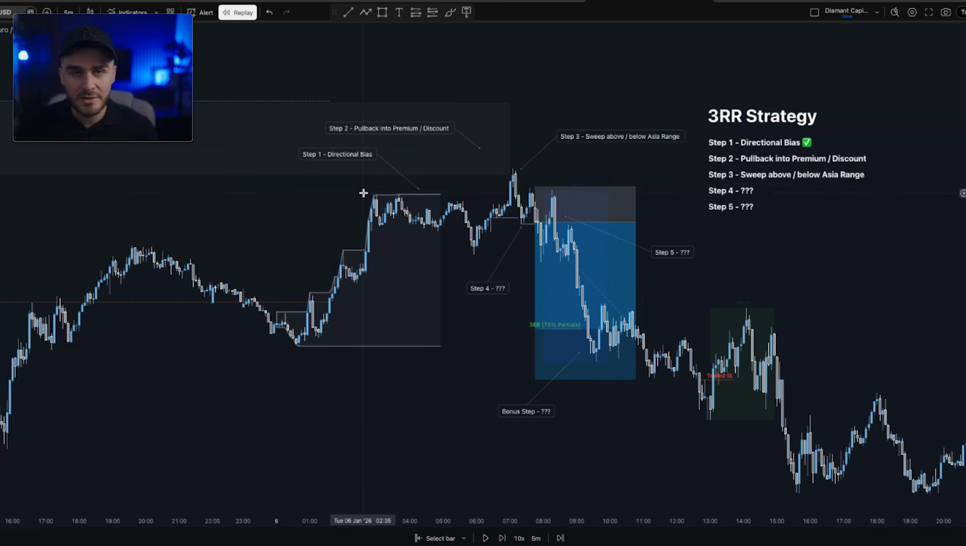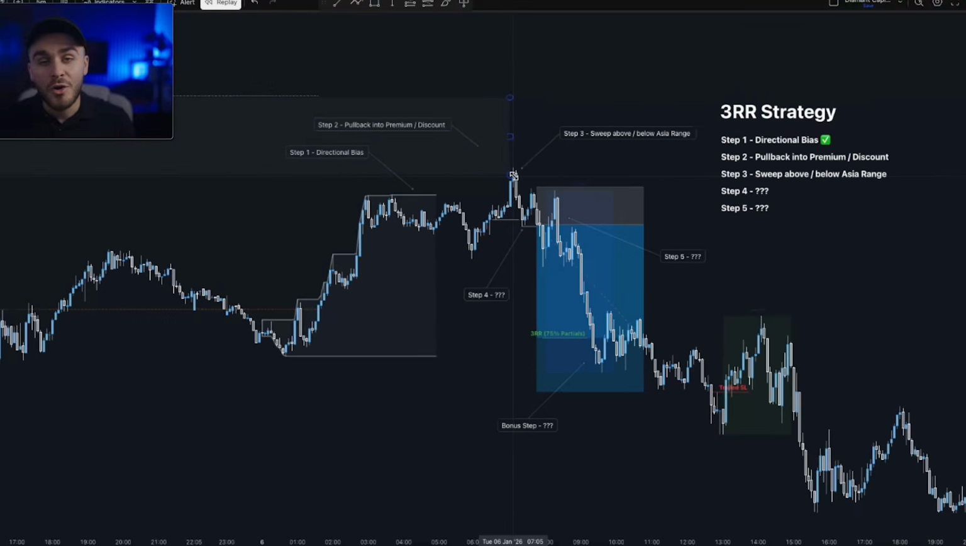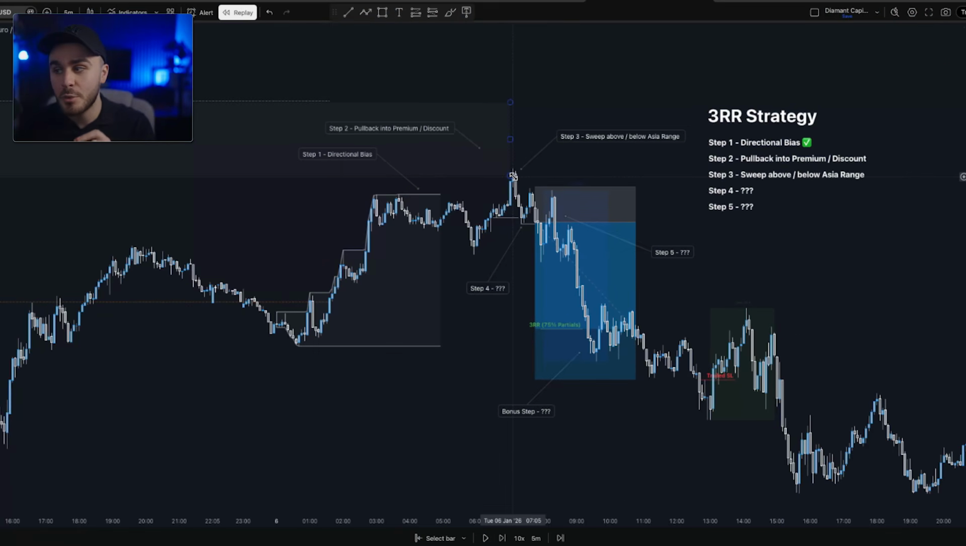Now, in this particular example, we've got Asia moving towards the upside. It's still consolidating, however, moving towards the upside. We have now touched this particular point of interest. We've pulled back into the premium zone. And the next thing is we've now seen a sweep above this level. Once we see the sweep, essentially what we're going to be looking at is our next step. But step number 3 is always going to be very, very simple. We look for one single sweep above or below our Asia range.